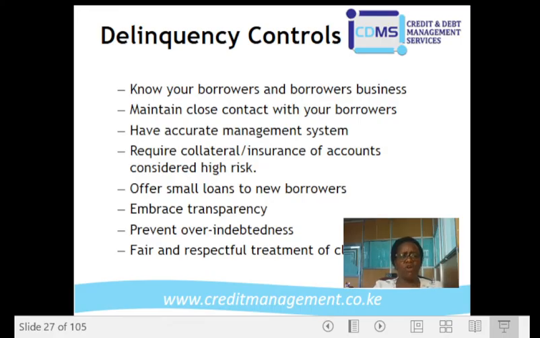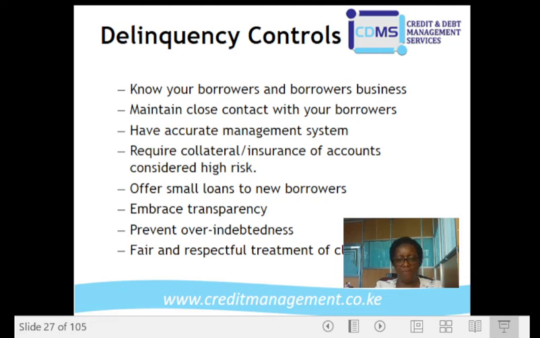The other one is offer small loans to new borrowers. So if I am new in your institution, please don't lend a lot of money to a new borrower. Go grow with the customer. You can start small as you continue monitoring, as you get to know them better and better before you disburse big loans.